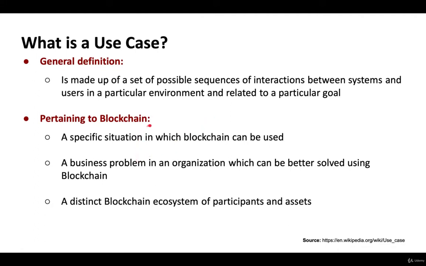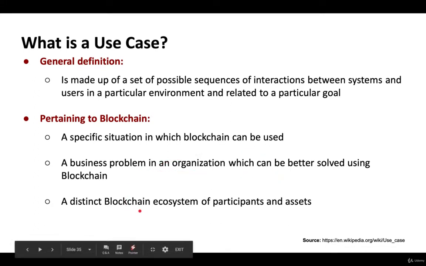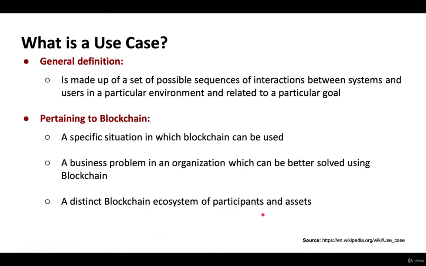But in case of a blockchain, the definition is slightly different. In a blockchain, it is a specific situation where the blockchain can be used. It could be a business problem in an organization which can be better solved using blockchain, or it could be a distinct blockchain ecosystem consisting of participants and assets. Okay, now it's getting clear. Yeah, so it is different. So use cases here map to the business processes, and you can define what exactly the use case is for a blockchain.